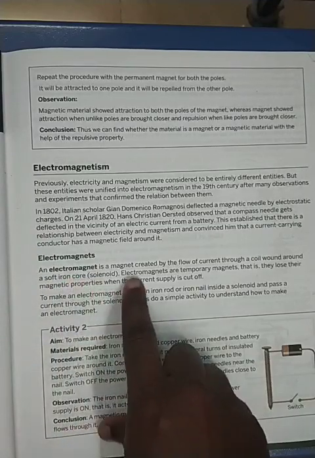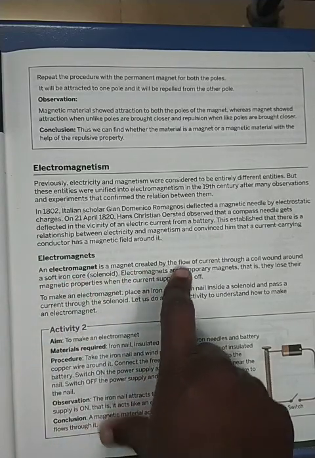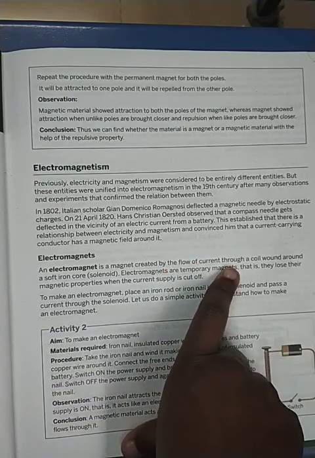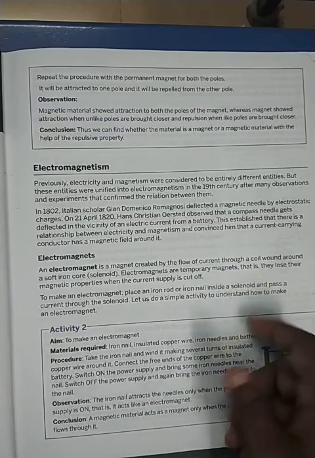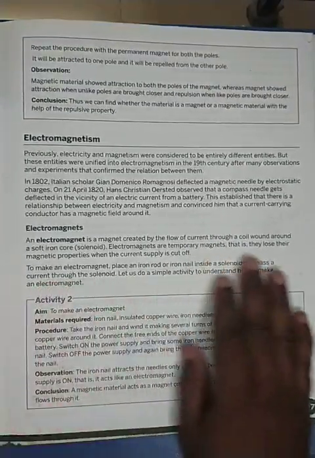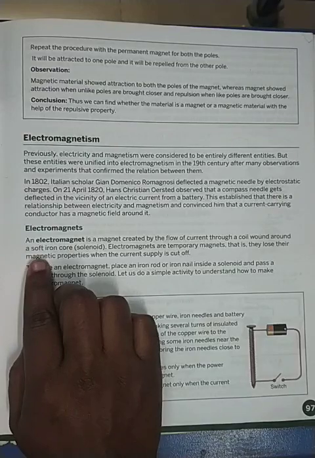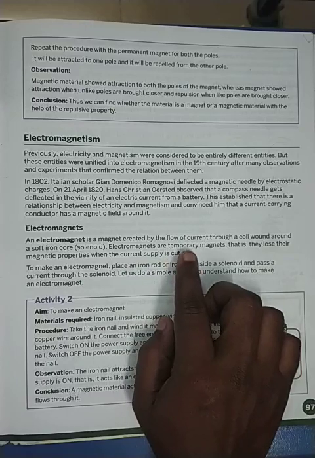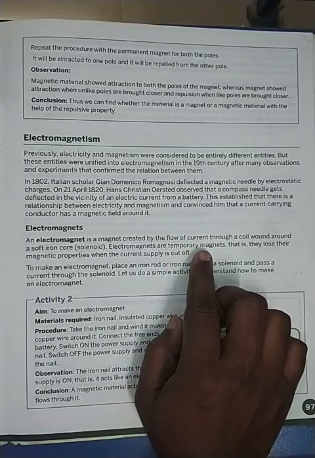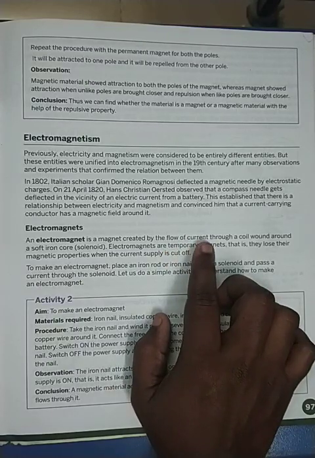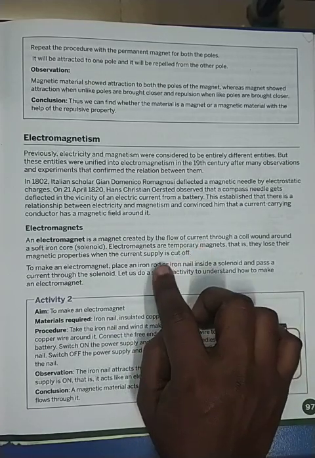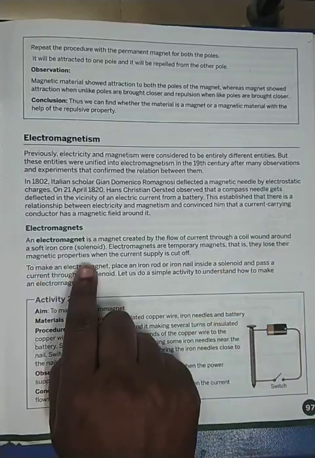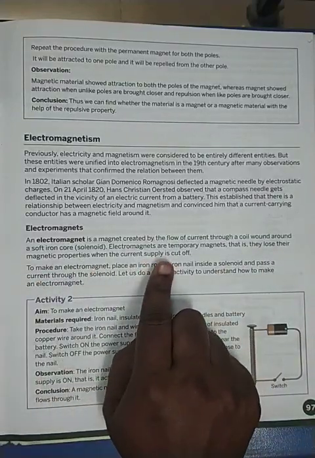A magnet is created when there is a flow of current through a coil. Coil means a wound wire, a copper wire, which is surrounding a soft iron core. And electromagnets are temporary magnets because whenever we switch off the flow of current, the material will lose its magnetic power. They lose their magnetic properties when the current supply is cut off.